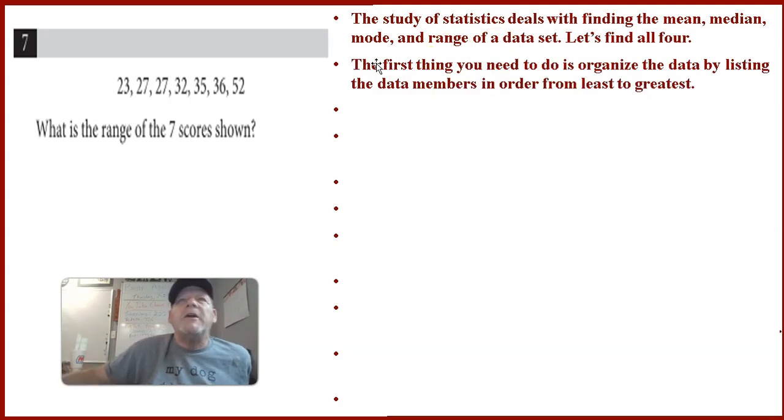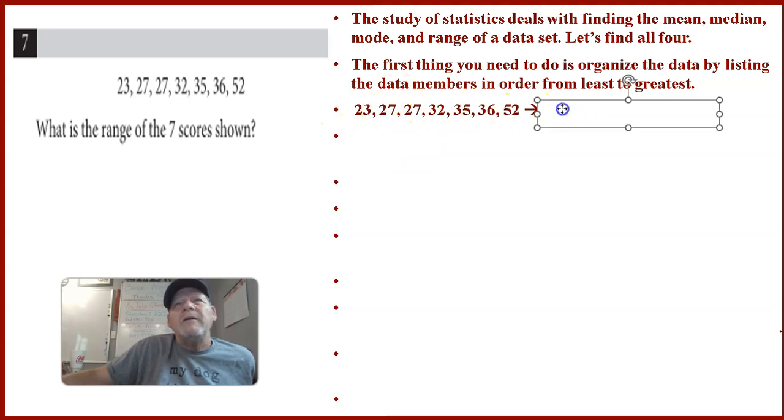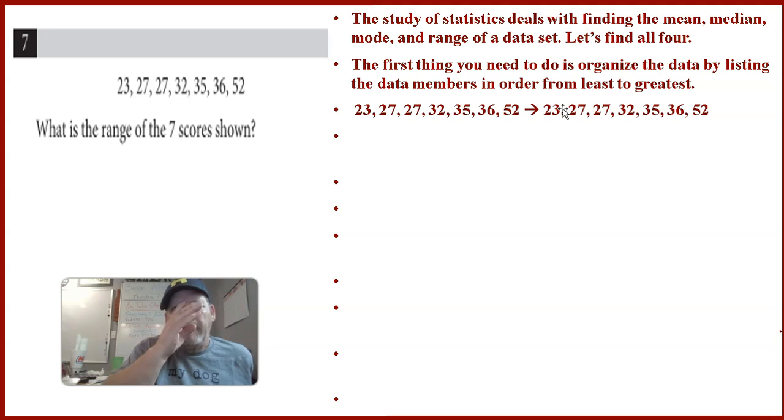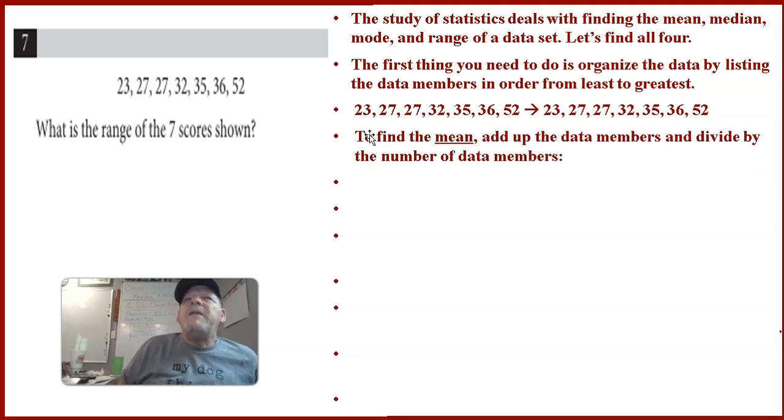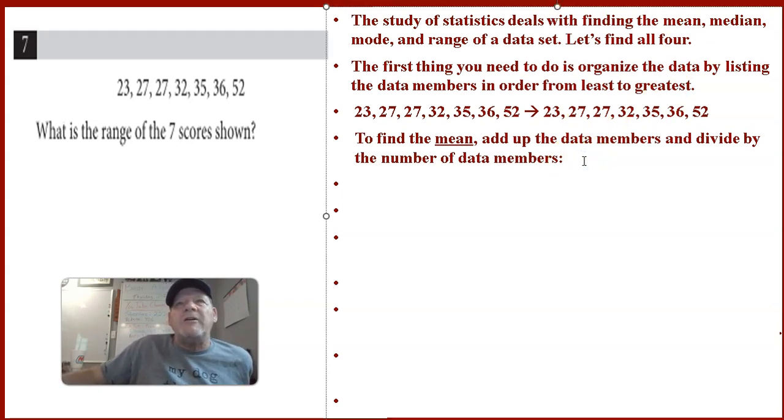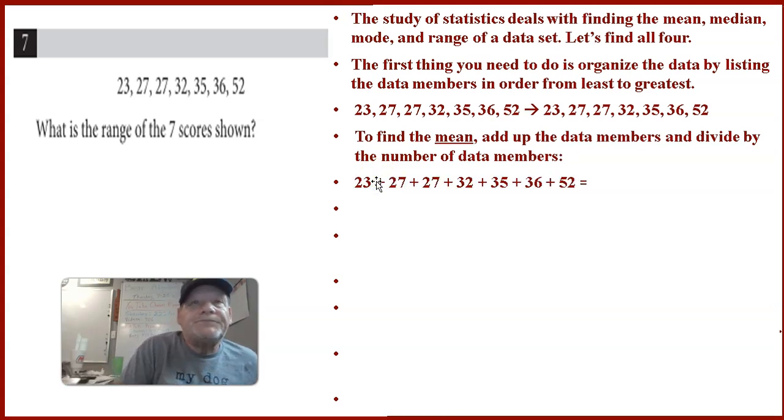First thing you have to make sure is that the data is listed in order. Is this in order? Yes, it is. It's already listed from least to greatest. If it's not, then you need to list it from least to greatest. So in order to find that they are in order, and they are, I just will take now and find the mean. Remember the mean, you add up all the data members and divide by the number of data members, so you're finding the average. That's really all you're doing.